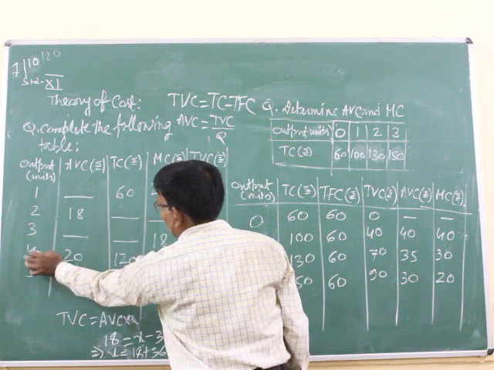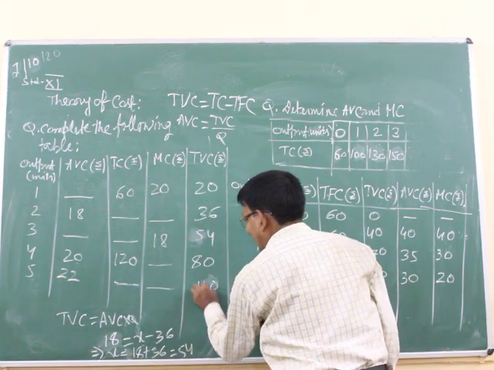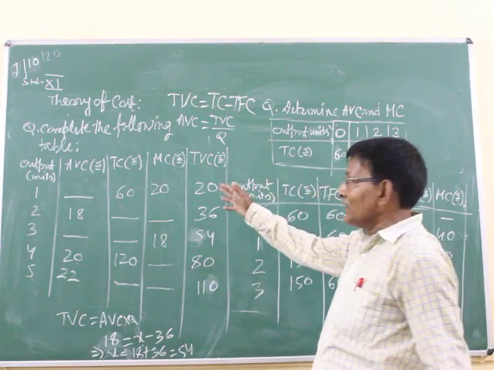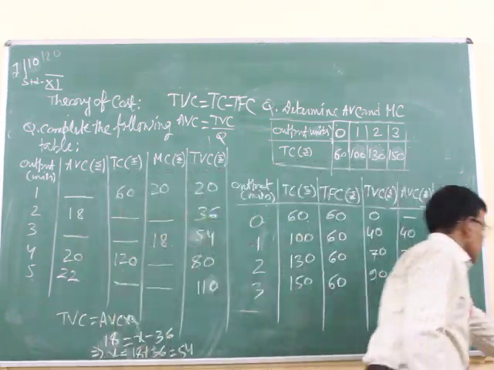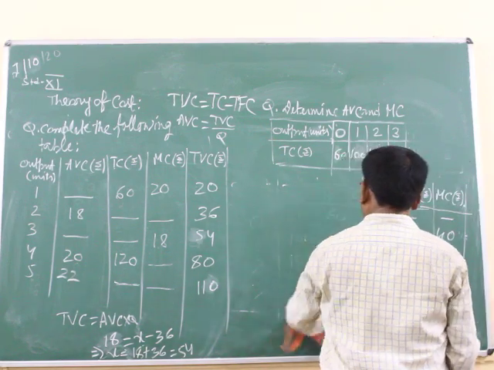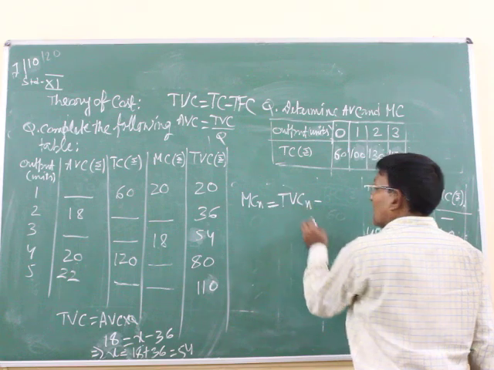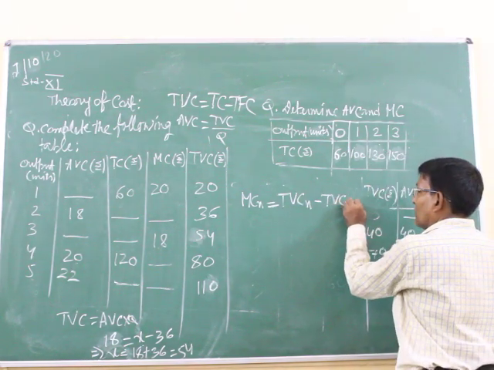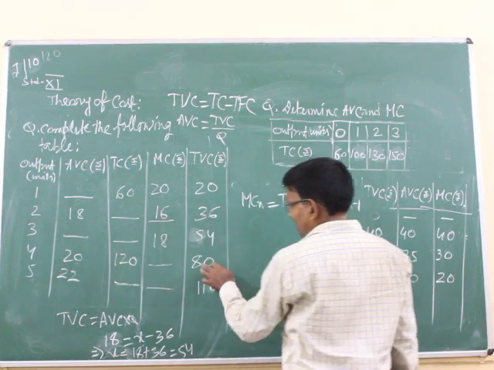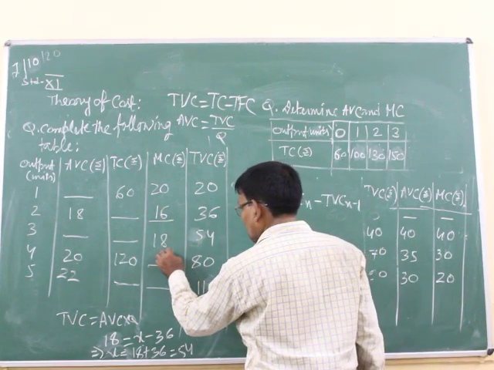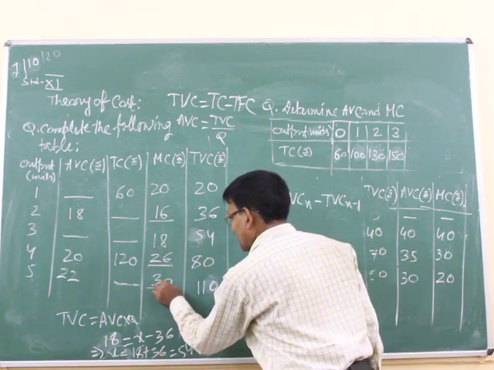Next one is AVC into Q: 4 into 20 is 80, 5 into 22 is 110. After getting this one, easily you can find out those values. 36 minus 20 for MC. Let me write down that formula also: MCn equals TVCn minus TVCn minus 1. Now see, 36 minus 20, this is 16. 80 minus 54, 26. 110 minus 80, it is 30.